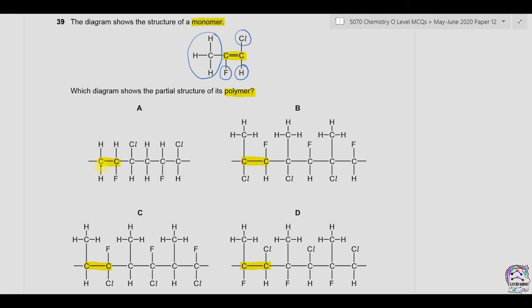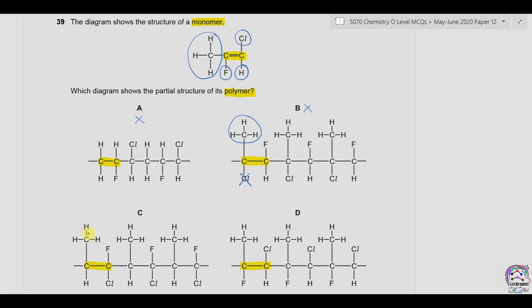Now let's find out the groups attached with the carbon atom. With the first carbon atom there is CH3 in the monomer and F. While in A we can see there is no CH3, there is only F. So therefore A is incorrect. In B we have CH3 with the carbon atom and Cl with the same carbon atom. Now in the monomer we can see that there is CH3 with the first carbon atom and fluorine with the same carbon. So there must be fluorine in the place of chlorine, so this is also incorrect.